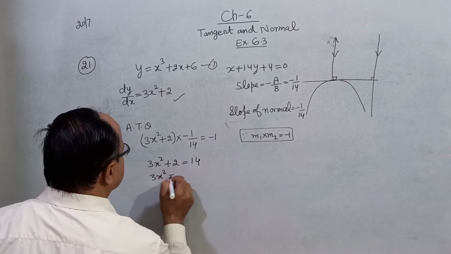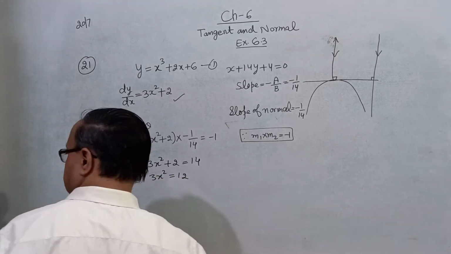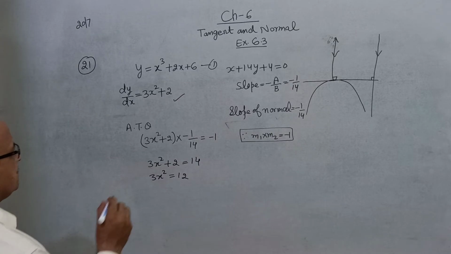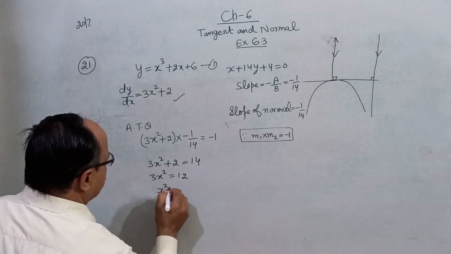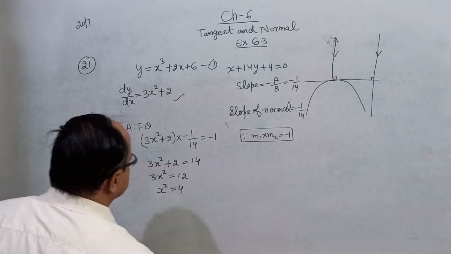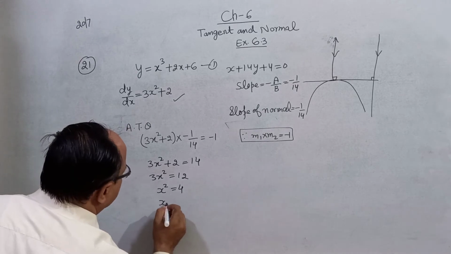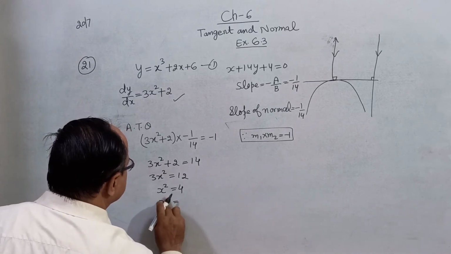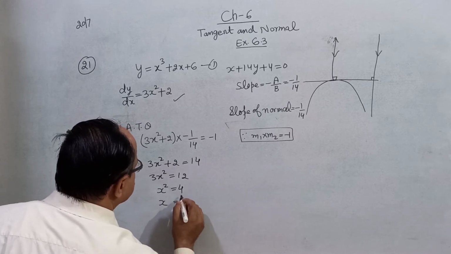3x square is equal to 12. X square is equal to 4. Therefore, x square is equal to 2 squared.